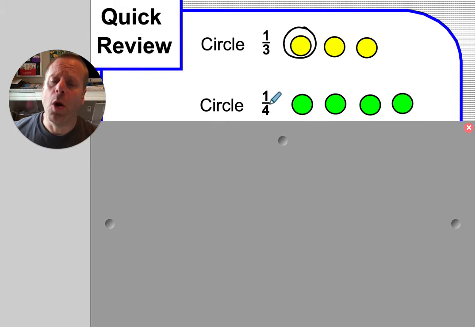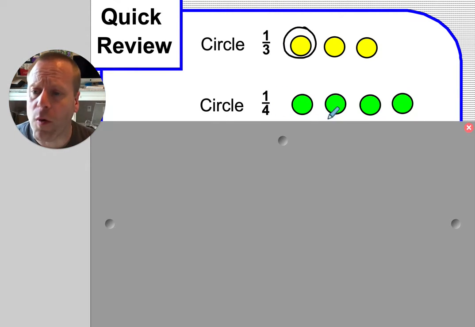Like when you're looking, 1 out of 4. 4 circles in all. That's the denominator. The numerator tells us how many are going to be colored in, or in this case, circled. So we're going to circle 1 of the 4. The next one is rough.